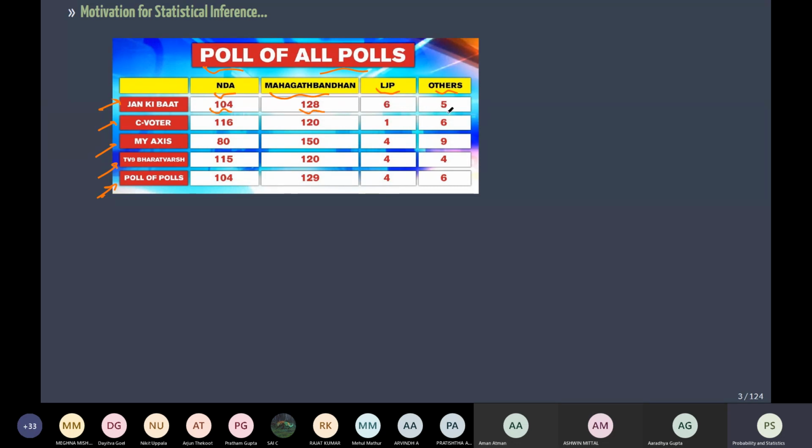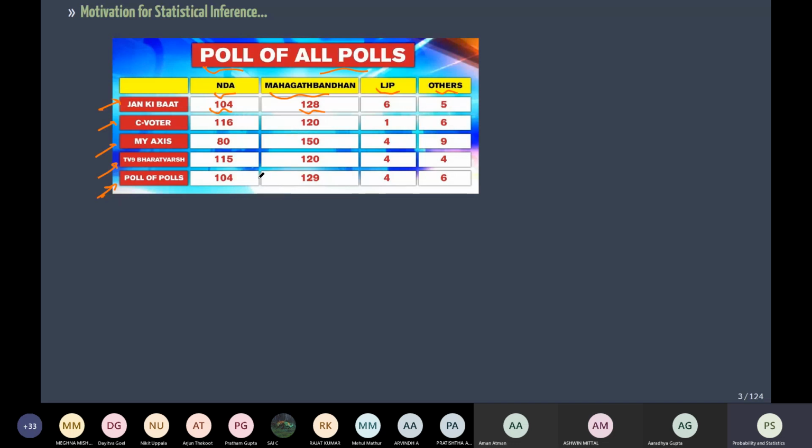Obviously they were different because each of them considered a different sample, perhaps different sample sizes, and maybe a different kind of population. So there are variations in this. In other words, the samples were random. We are assuming that it's random data. If this agency, Jan Ki Baat, did this, they took a random sample. Not all of them took the same fixed sample, so that's why we observe these variations. There is some randomness involved here.